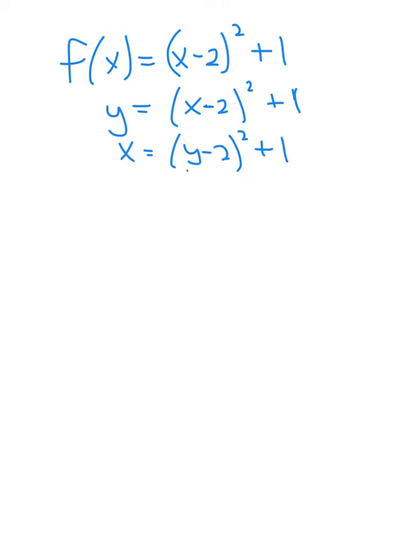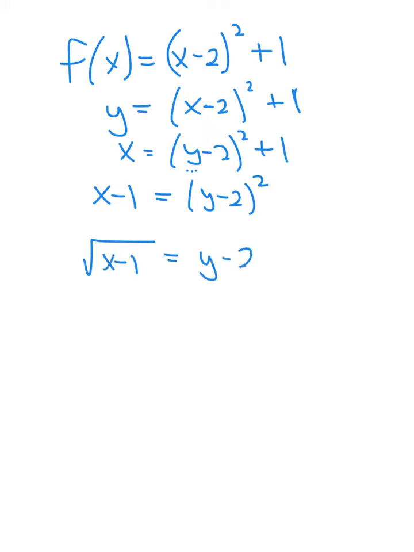Got to solve for y there. So we subtract 1, we get x minus 1 equals y minus 2 squared. And we're going to square root both sides. So we get the square root of x minus 1 equals y minus 2. But we've got to make it plus or minus because we've not designated any restrictions on the function yet. Take the 2 over, and I'm just going to switch it around. And we get the function 2 plus or minus root x minus 1.